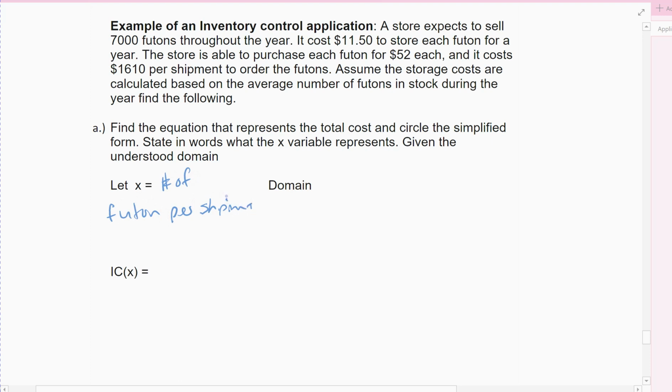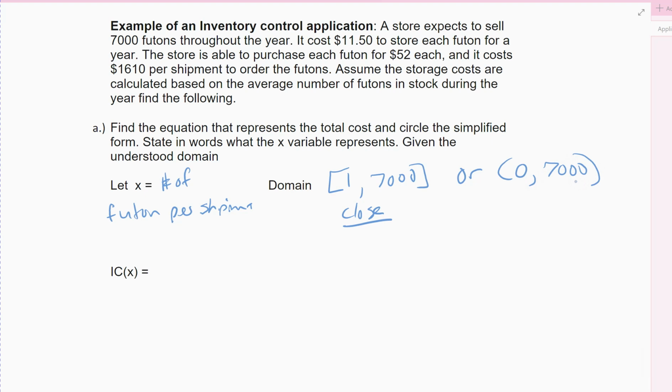The domain: there are two acceptable domains. Either you ship a futon one at a time, all of them at once, or somewhere in between. That's the closed case. If you like the closed method, you can use that method. Or none up to the optimum value, but in this case we know that we're never going to ship nothing, because you have to get at least your futons, and you're never going to ship them all at once. So this would be the open case. Either one of those domains is acceptable: 1 to 7,000 closed, 0 to 7,000 open.